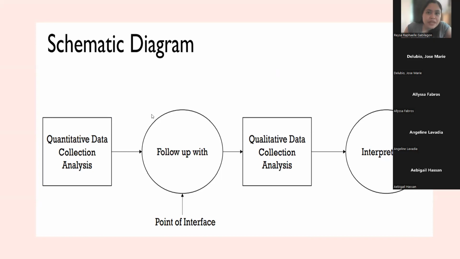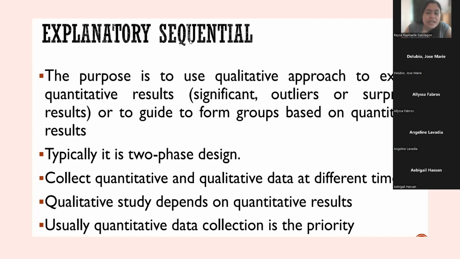Pero what is good with this type of mixed method research design is gagamitin yung result ng qualitative research to explain the quantitative data. Okay, kaya nga siya tinawag na explanatory sequential kasi the main purpose of collecting the qualitative research is to help us explain the numerical result. So we will be collecting the two at different time. And ang qualitative study is dependent sa quantitative na result. So ano example niyan? We have here an example.